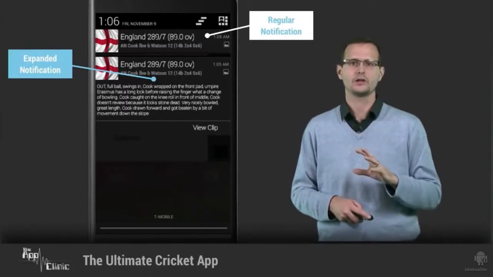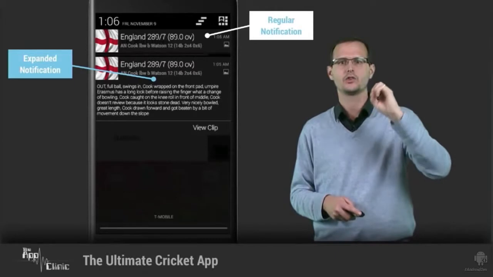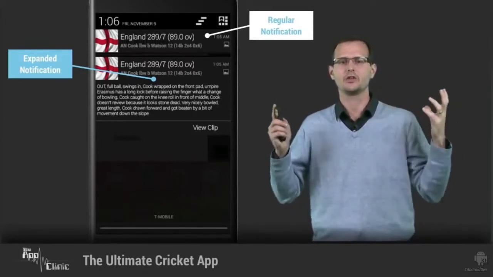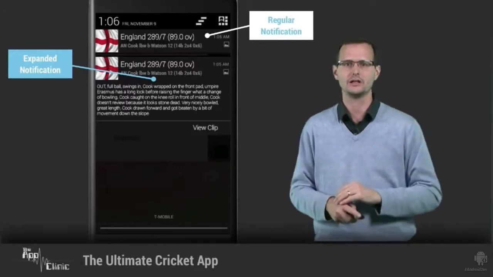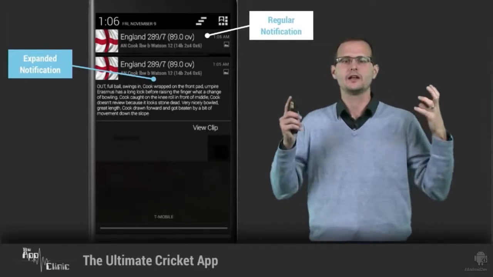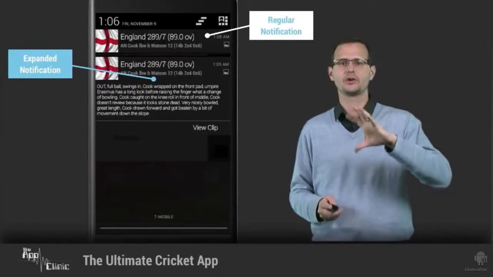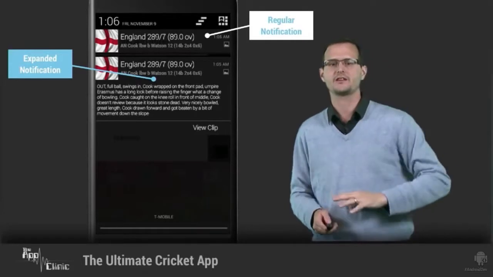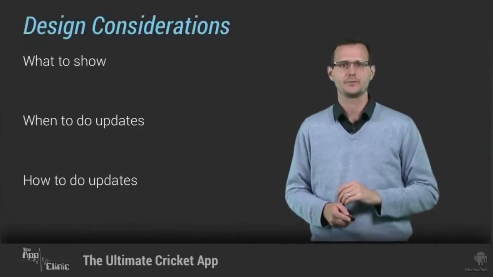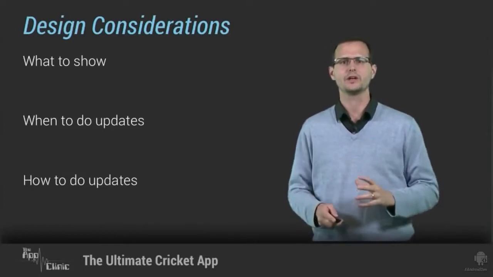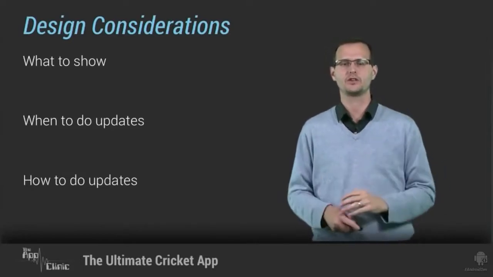Now, the real trick is making sure that these notifications are timely but don't drain the battery. And that's really the underlying philosophy behind my entire design. Moving beyond the visual design, we need to create an information architecture that will let us bring these mocks to life. Now, we need to consider three factors in our software design. What do we need to show? When do we need to update what we're showing? And how do we perform these updates efficiently?